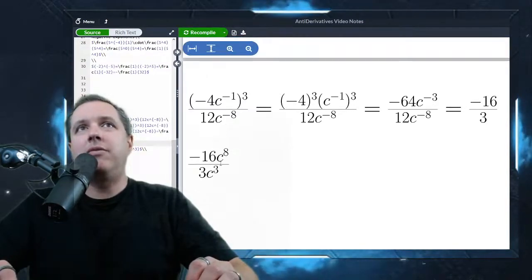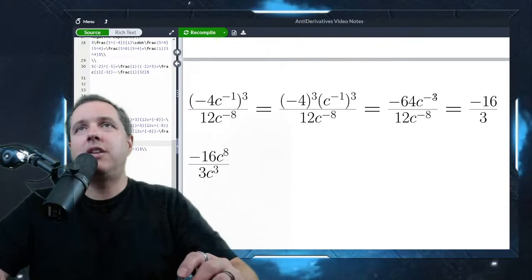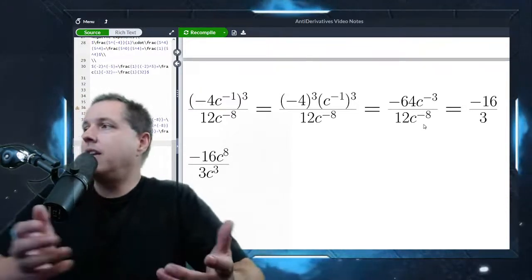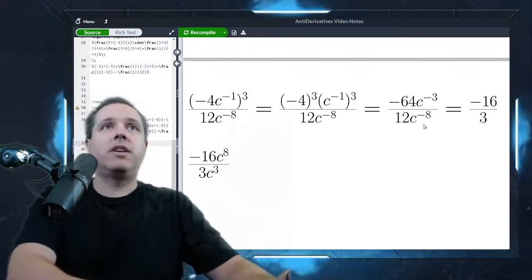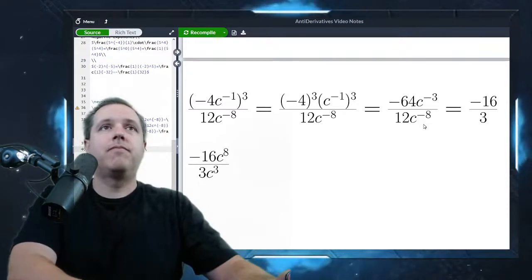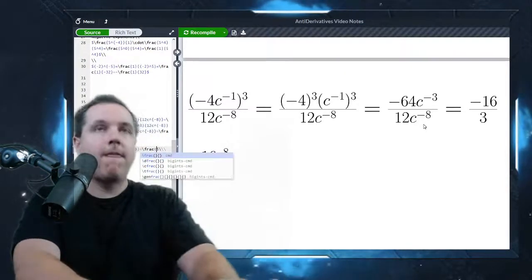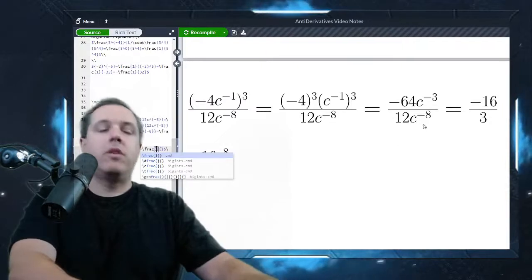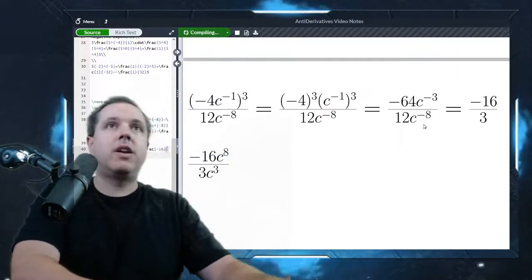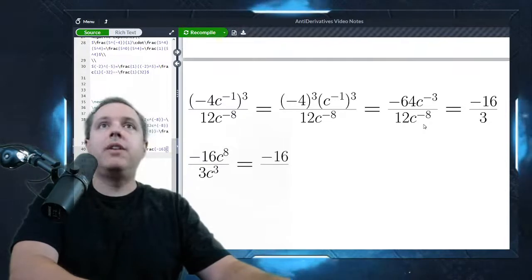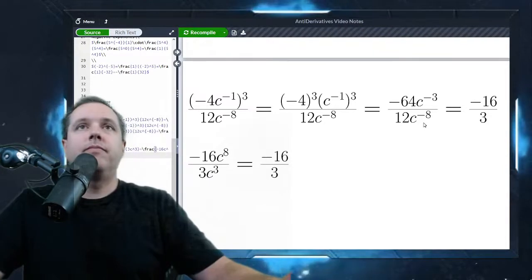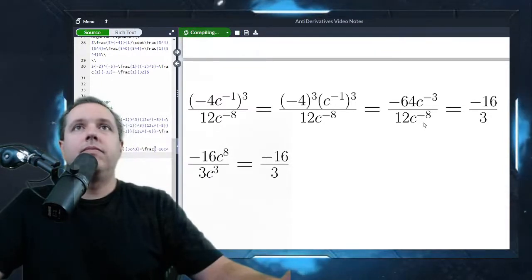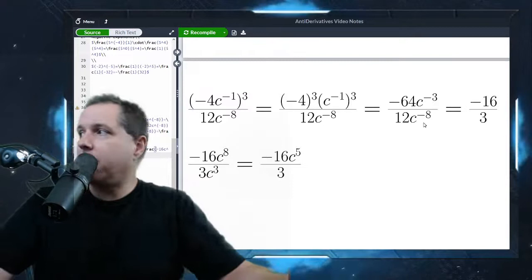So see how, just to make it a little simpler, I moved c to the 8 to the top. Exponent became positive. I moved this to the bottom. Exponent became positive. Now what do we do? Well, we subtract those exponents. So we've got negative 16, we've got a 3 on the bottom, and then what we're left with is 5 c's on top, c to the 5th. And that should be our final answer.